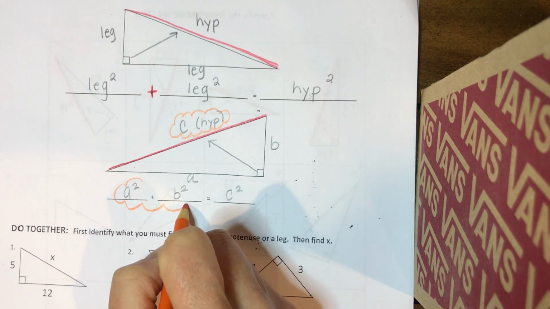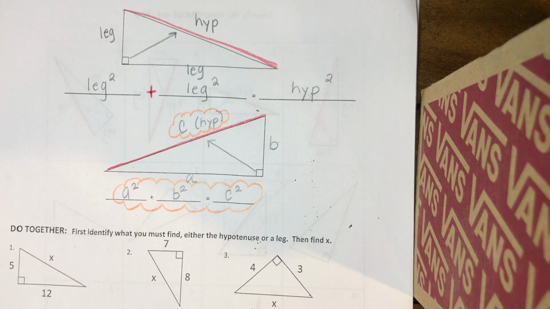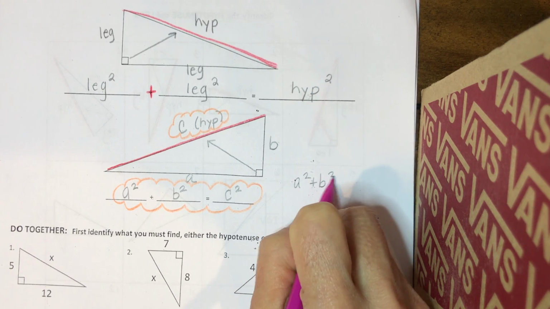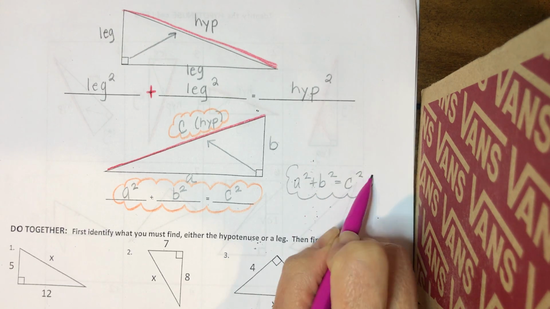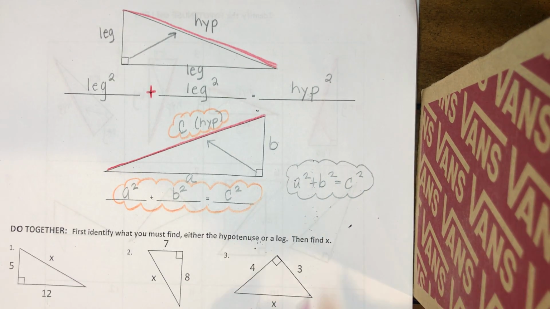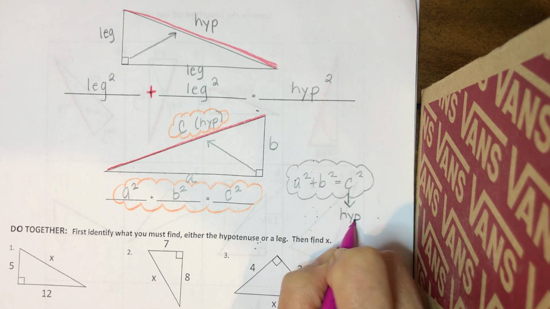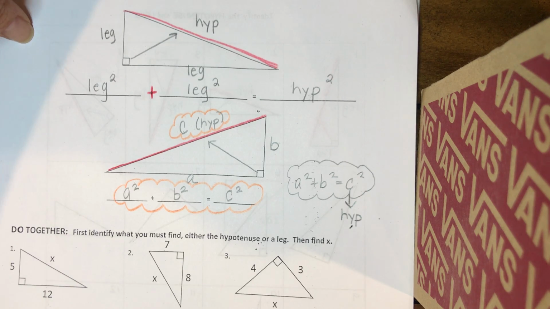A squared plus B squared equals C squared is the formula for the Pythagorean theorem. You'll see it over and over when you do a standardized test and they give you some formulas. This is what they would give you: A squared plus B squared equals C squared. C squared is always the hypotenuse. Always has to be there at the end. All right, so let's see this in action.